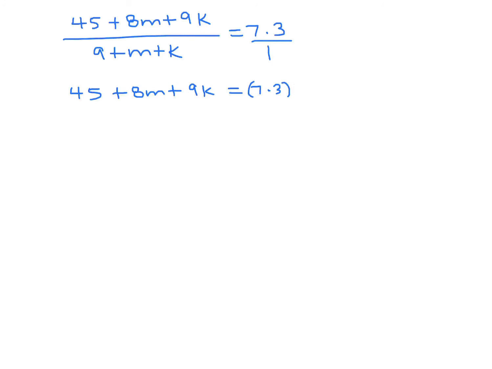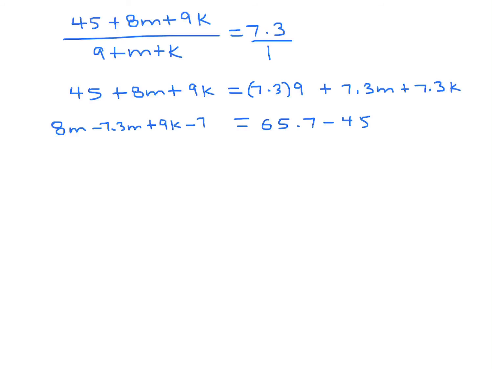7.3 times 9, 7.3m, and 7.3k, like that. All right, so here we go. 7.3 times 9 will give you 65.7, and then I'll bring the 45 over, and then I'll put all the m's on one side, 8m minus 7.3m, and then we've got 9k minus 7.3k.